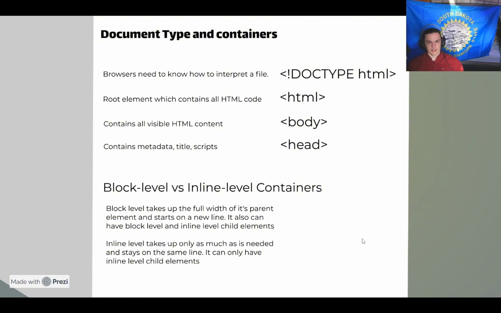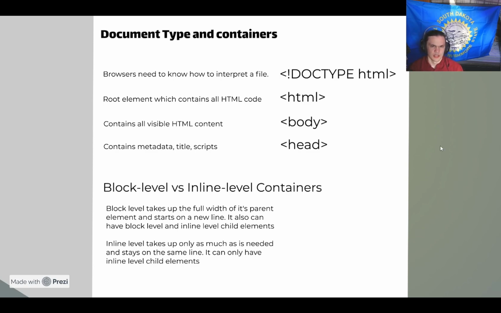The body tag contains all visible HTML content. So all of the forms and inputs and divs and headers and text, all of that will be surrounded by the body tag. Lastly, we have the head element, and that is going to be right after the HTML tag, before the body tag. This contains stuff like metadata, the title of the web page, and any scripts.